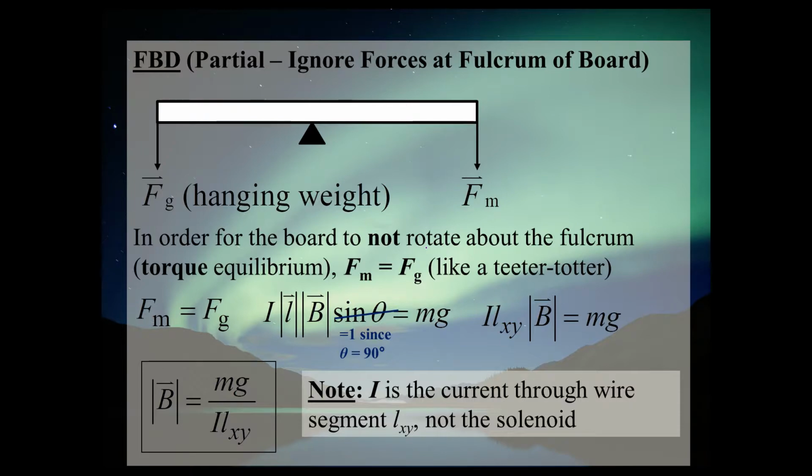One note here, in that equation, because we have two currents, there's the current through the solenoid and there's a current through that blue wire. I in this equation represents the current through the wire that is being subjected to a deflecting force, not the current through the solenoid. That's a different current.